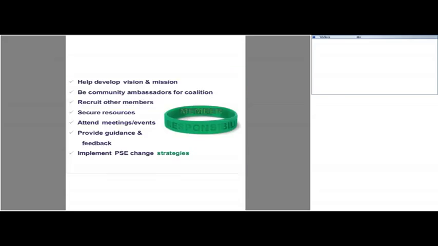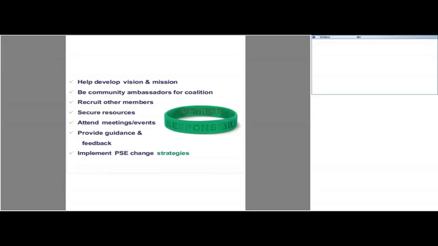So I want you to think about, in the next slide, what is really the role of the coalition member? And I think oftentimes our members think perhaps their job is to come to meetings and events. And what we hope is they're doing more than that, that they see themselves as instrumental in this work. So we expect that they're going to help us not only develop, but really get the vision and mission out there to the rest of the community.